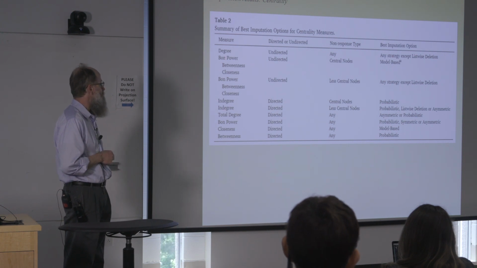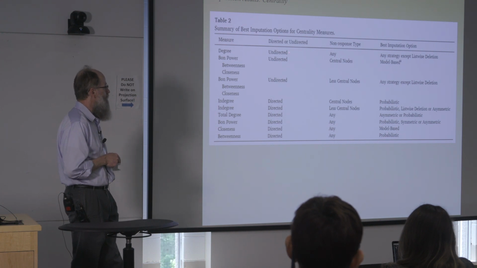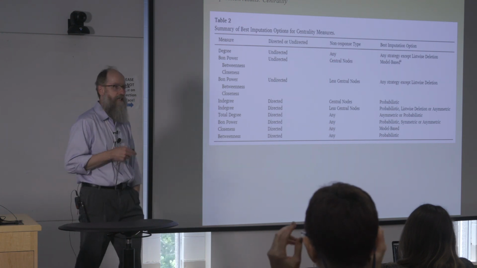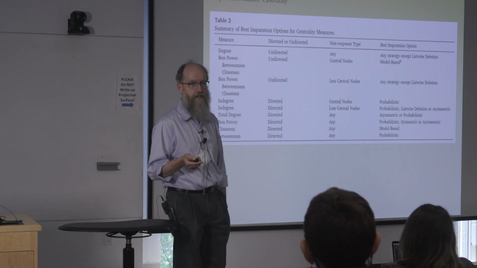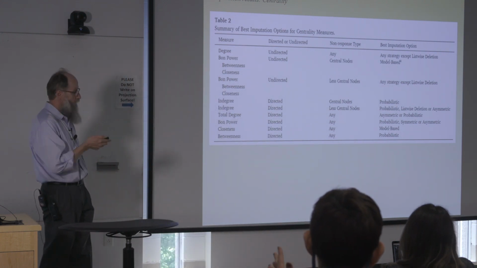well. And so, for example, if you're interested in degree, for any kind of missing data on an undirected network, any of the strategies except listwise deletion is going to be better than nothing. So just do something. That's the rule, right? So if you just do a little bit, you're going to help a lot.